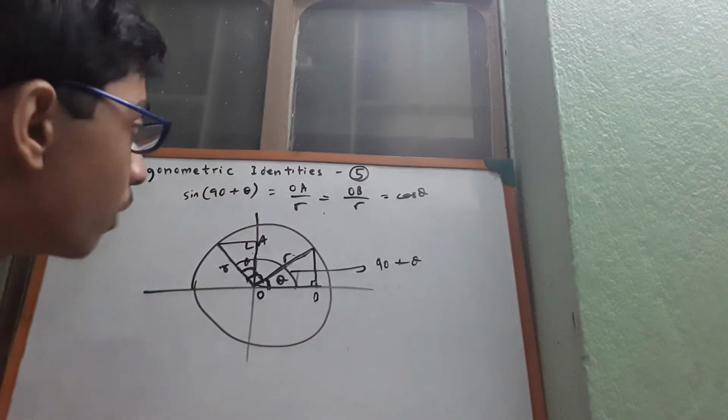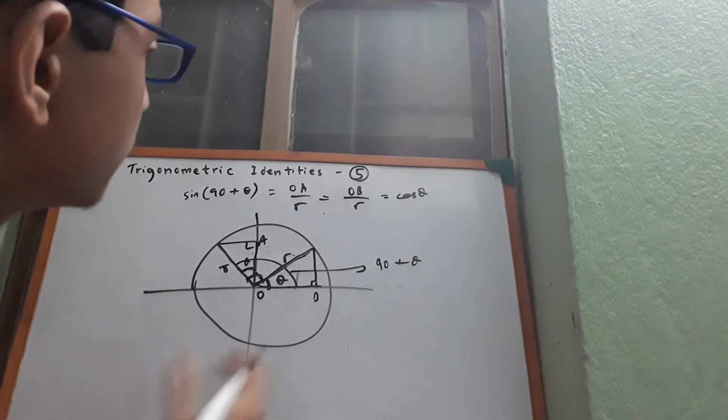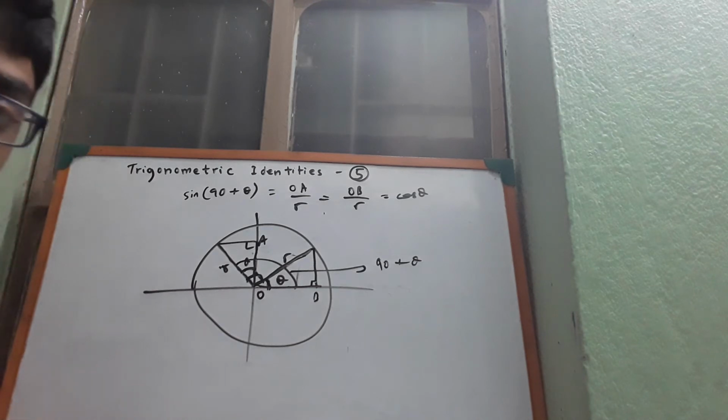Now, if anybody asks you some question, say the sine of 120, at that time it is 90 plus 30. Now you know what cos of 30 is. So this is how we solve such questions. So sine of 90 plus theta is cos theta, sine of 90 minus theta is also cos theta. This is how we solve it.